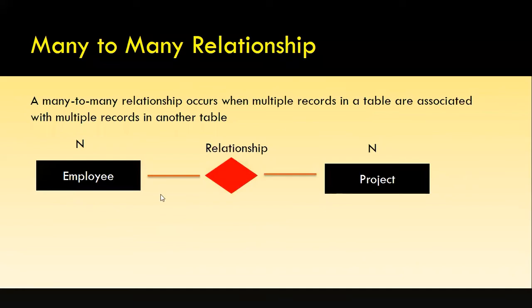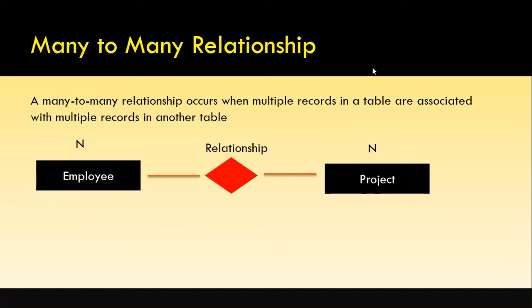A single project can have multiple employees. There are other examples, like products and orders. Each order can have multiple products, and a single product can appear in more than one order. These are all classic examples of the many-to-many relationship.